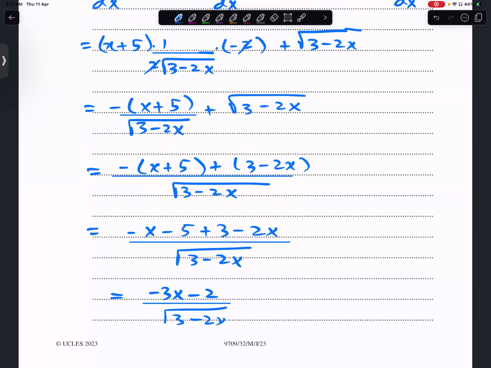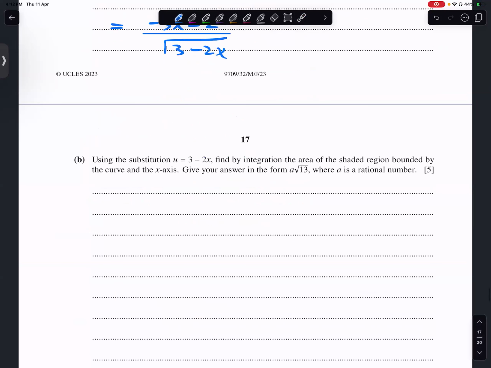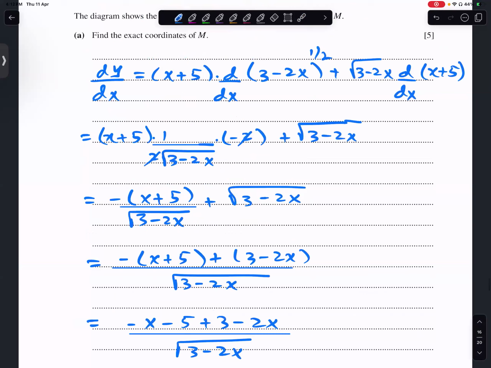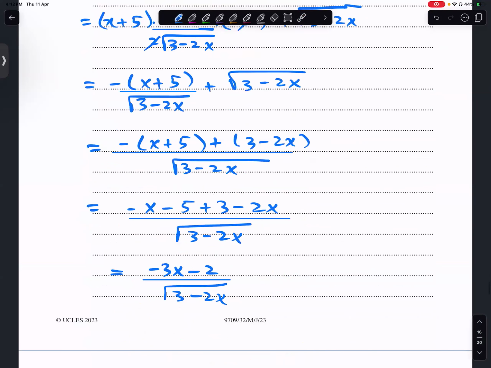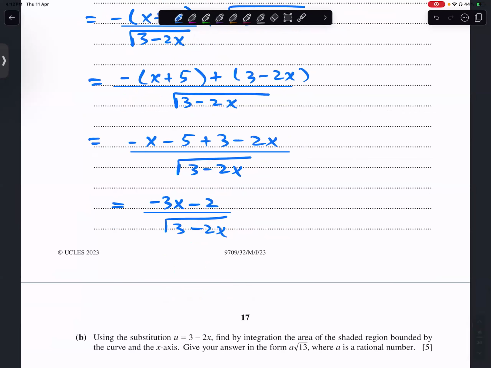root of 3 minus 2x. You can see that there is no place. Okay, so please do not write all the steps just like me. This is my final answer, students. The answer for dy by dx. Now put dy by dx equal to 0. You will definitely get minus 3x minus 2 equal to 0. So x is equal to 2 over minus 3.